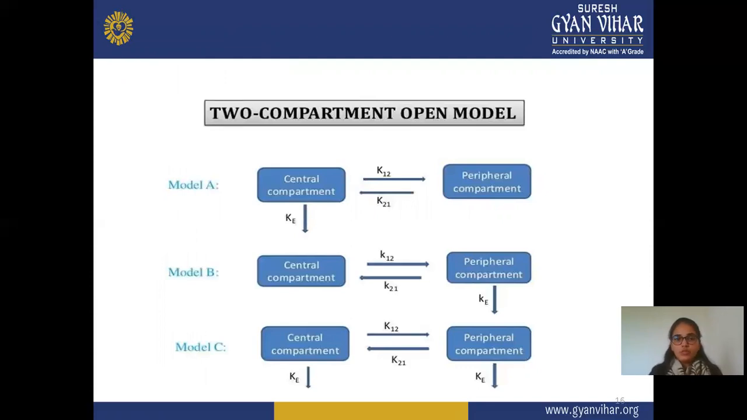In the two compartmental open model, these are the three types of models: Model A, Model B, Model C. Only the elimination process changes in all three models. From the central compartment to the peripheral compartment, the drug passes from central to peripheral and comes back to the central compartment for reabsorption, or may get eliminated from the central compartment only. This is model 1.